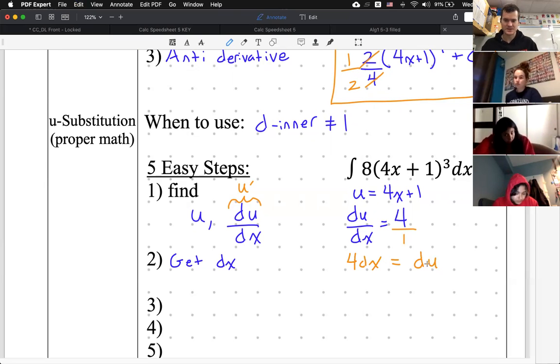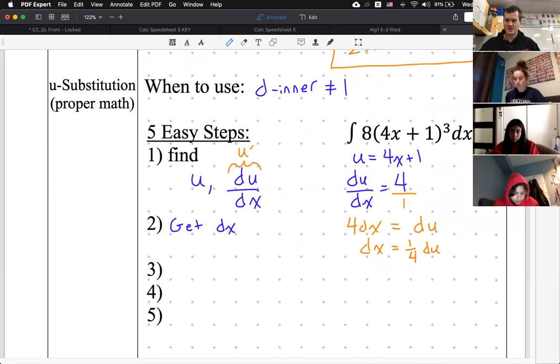And then obviously, if we want to isolate for dx, we're going to divide both sides by 4, and dx by itself is going to be 1/4 of du. Or I could say du over 4. It doesn't really matter. I like having the du off to the side because it just makes it flow slightly better. Okay, so that was step number 2.